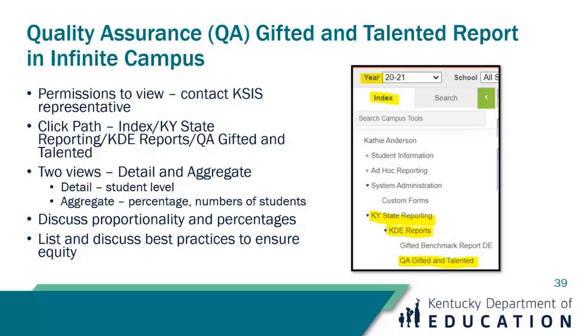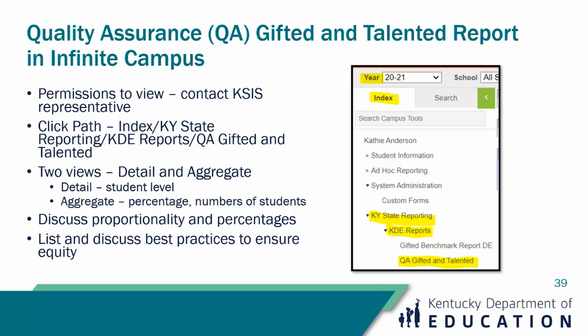Let's talk a little bit more about the QA Gifted and Talented report. This is how you get to it. This is the click path. Again, you need to have permissions to view it, but then you go to Index and then Kentucky State Reporting, then KDE Reports, then the QA Gifted and Talented report. As I said before, there's a detailed view and there's an aggregate view.